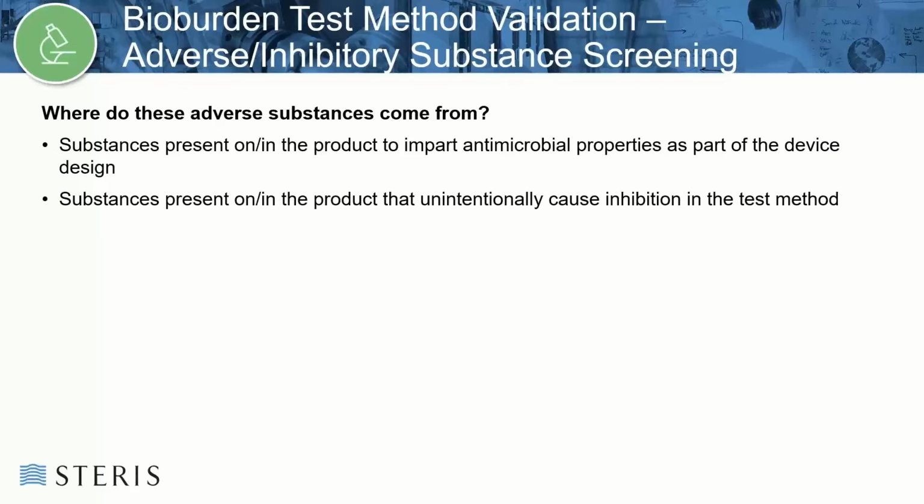These may be substances present on or in the product to impart antimicrobial properties as part of the device design. Examples of this would be antibiotics, coatings, wound dressings impregnated with silver or other metals. In these cases, the presence of the substances is known by the device design team and the manufacturer prior to sending the samples to the test lab, and test method development work has begun.